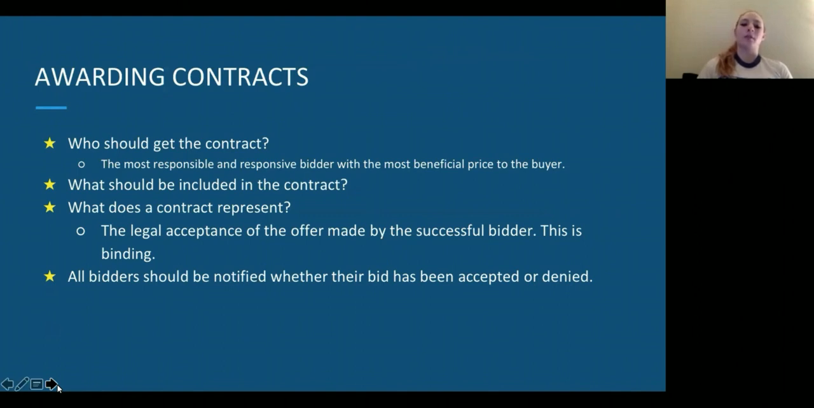A contract represents the legal acceptance of the offer made by the successful bidder. This is a binding contract in which both parties have to hold up their end of the deal. The bidder is going to provide the food being purchased, and the purchaser is going to pay the bidder. All bidders should be notified whether their bid has been accepted or denied, and in some cases provided the piece of paper stating why their bid has been denied.